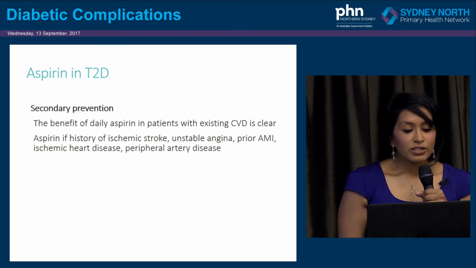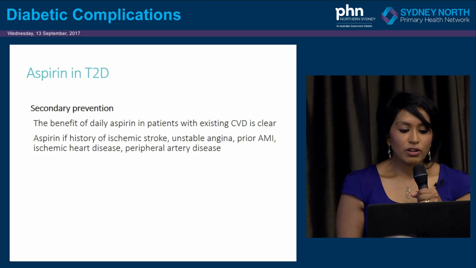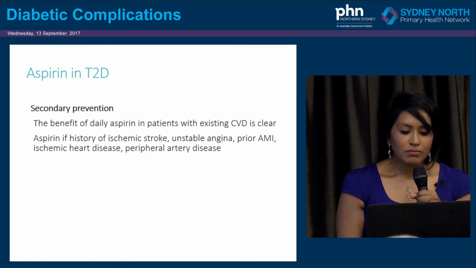But secondary prevention, so if someone has evidence of cardiovascular disease that's been diagnosed, it is clear that they should be on aspirin. If they don't tolerate aspirin, then it's generally clopidogrel, depending on what their problem is. And so if there's a history of ischemic stroke, not hemorrhagic, or ischemic heart disease or peripheral arterial disease.